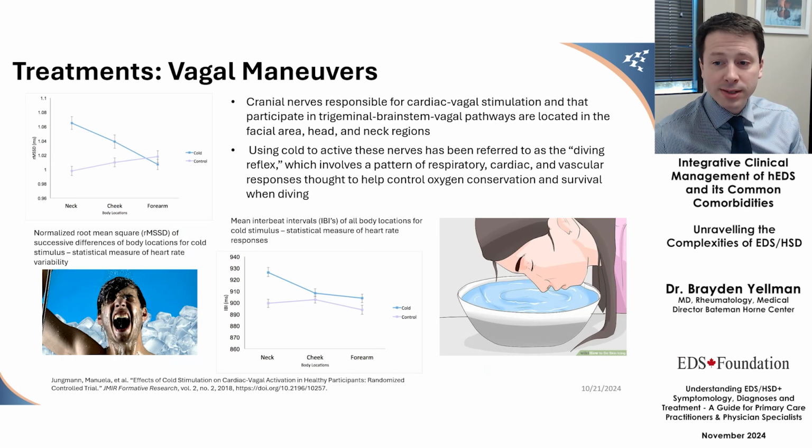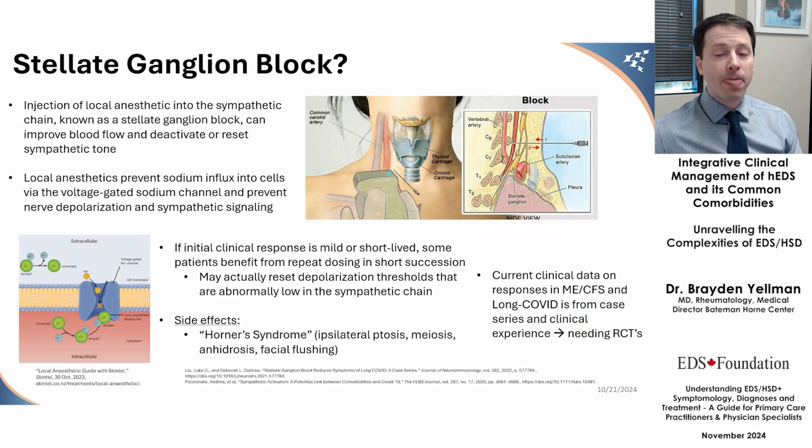Vagal maneuvers are important. This is just an idea of dipping one's face in a really cold ice bucket or turning the shower to really cold to activate the cardiac vagal stimulation, trigeminal brainstem vagal pathways. This can actually help really improve sympathetic over responses as well. So getting on the neck and the face where you apply that cold is the most important way to activate this reflex.